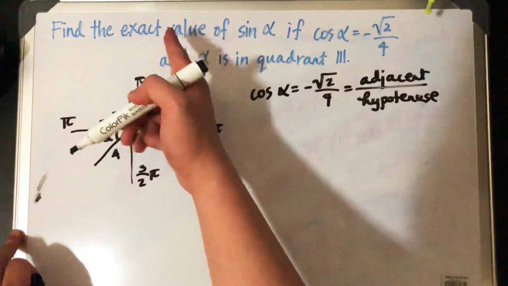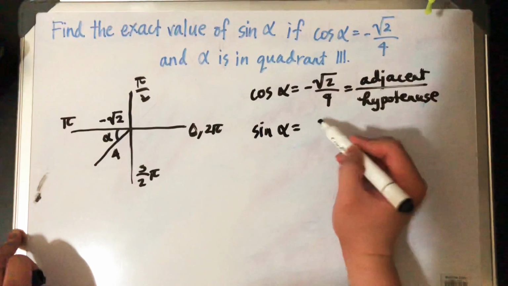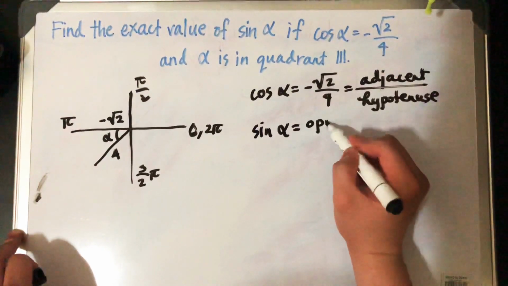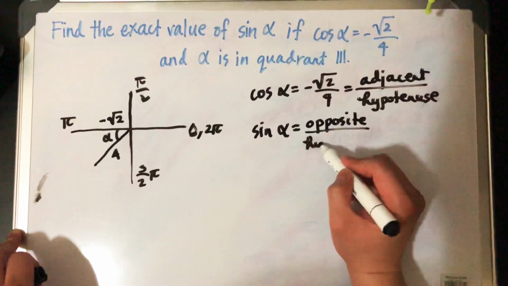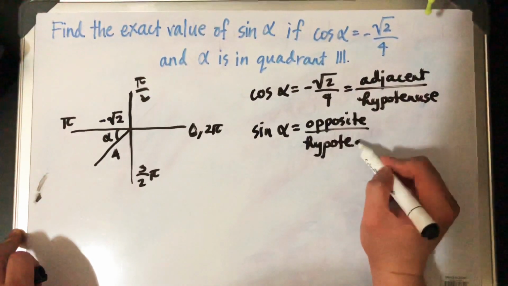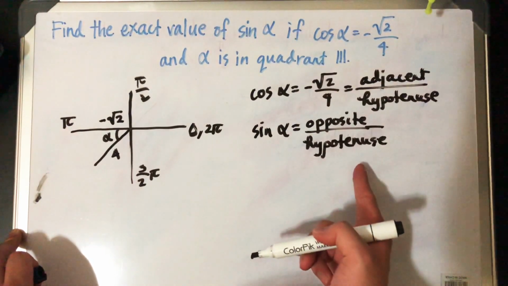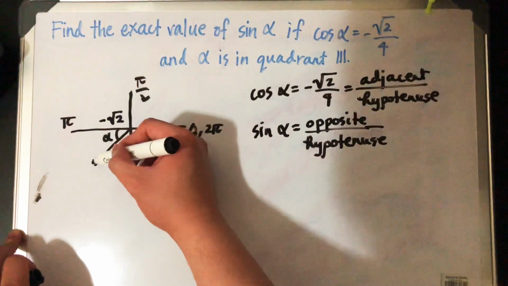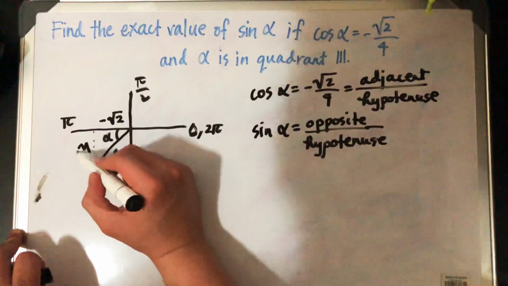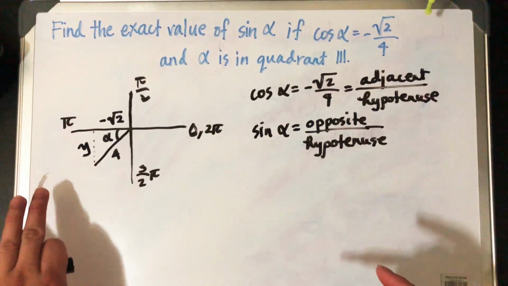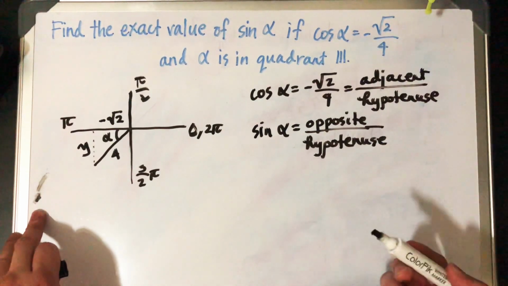Now, what we're looking for is sine alpha. Now, we know that sine alpha, by definition, is opposite over hypotenuse. So what we need now here is the opposite. So this is the opposite, and we don't know what the opposite is here. So we need to get the opposite side by using the Pythagorean theorem.